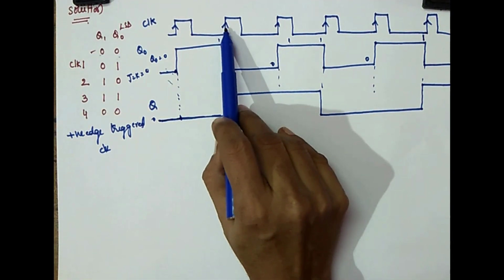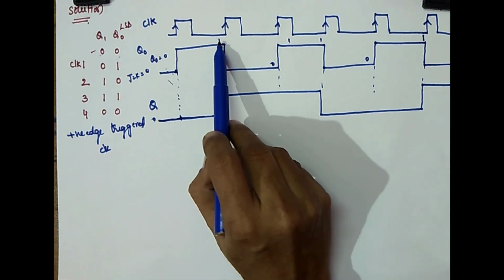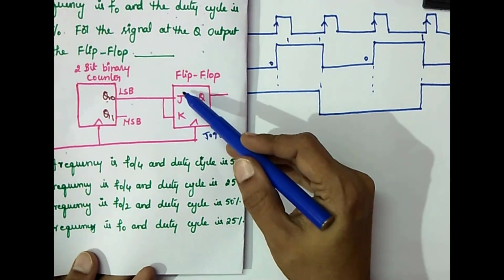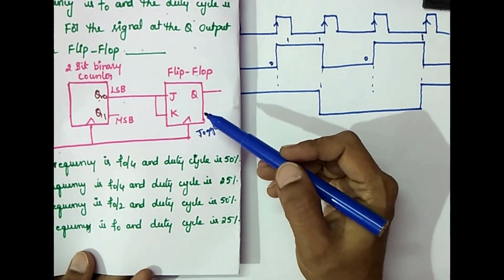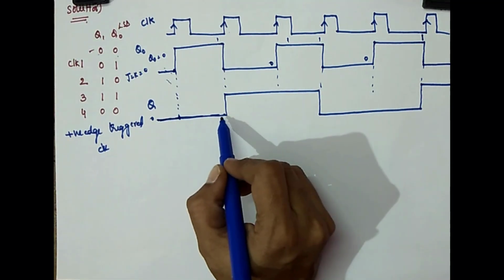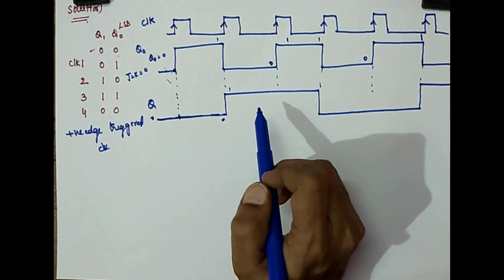At the second clock pulse positive edge, what will happen? Your Q naught is 1 and that 1 is applied for J and K. So now J and K are 1, then your JK flip-flop will toggle. So it goes to 1 state from 0. That state will remain.